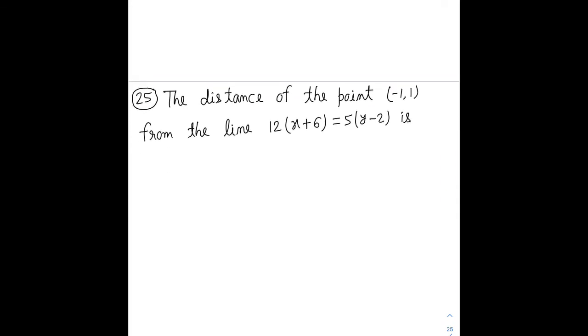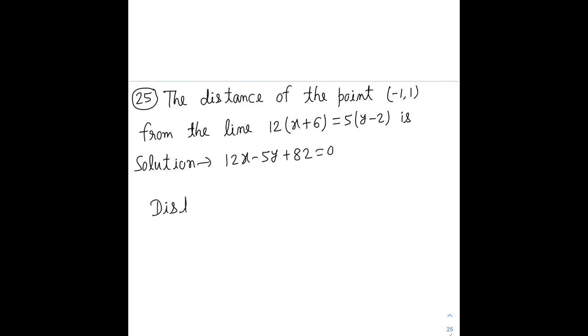Okay guys, then next question, question number 25. You have to find the distance of the point minus 1 comma 1 from this line. Okay, so when you simplify this line, you will get 12x minus 5y plus 12 into 6 is 72, and this will become plus 10, 82, equal to 0. Now you have to find the distance.